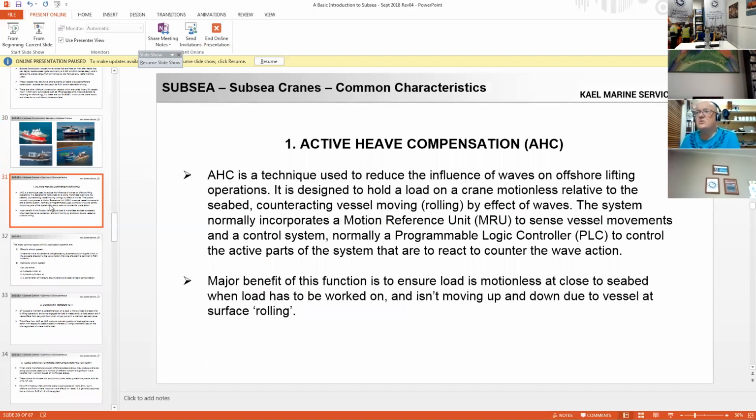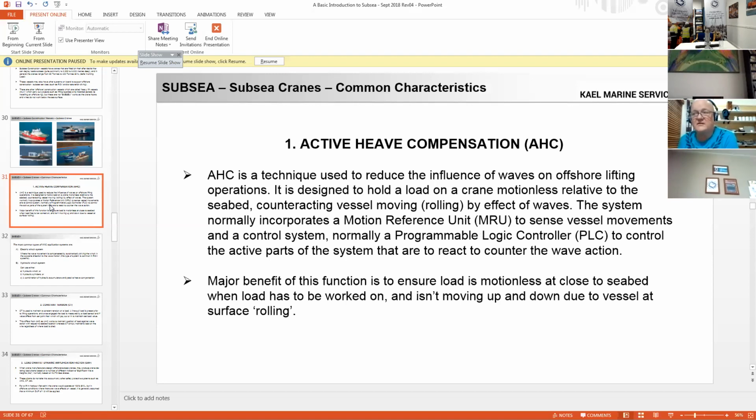Okay, so subsea cranes, common characteristics: active heave compensation, normally called AHC. AHC is a technique used to reduce the influence of waves on offshore lifting operations. It's designed to hold a load on a crane motionless relative to the seabed, counteracting the vessel moving or rolling by the effect of waves. The system normally incorporates a motion reference unit to sense the vessel movements and a control system, normally a PLC, to control the active parts of the system that react to counter the wave action.